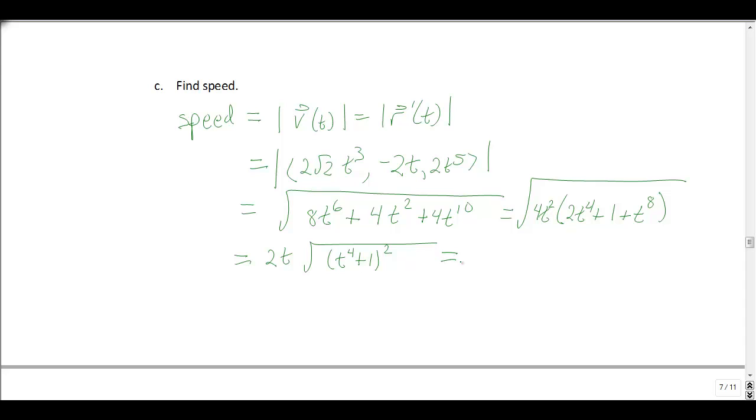And then, really this should be an absolute value of t here, but we're going to assume t is positive, so I'm going to ignore that. So I'll get 2t, and then I'll get a t to the 4th plus 1, because the square and the square root will cancel out. So this is our speed. Note, speed is a scalar, velocity is the vector.